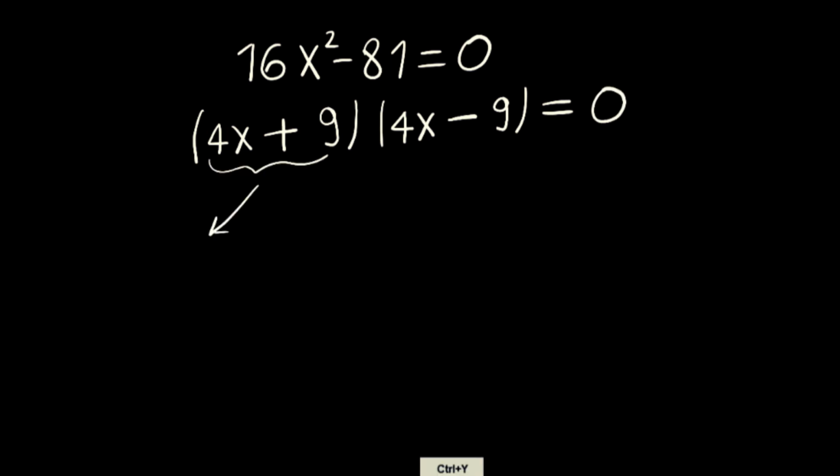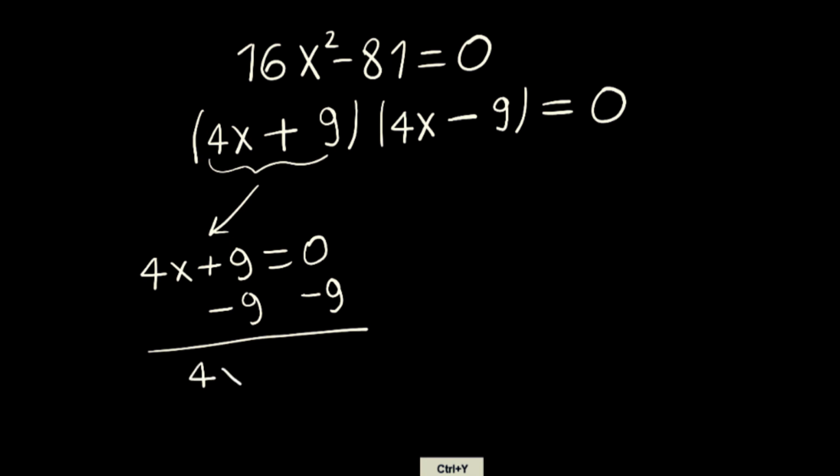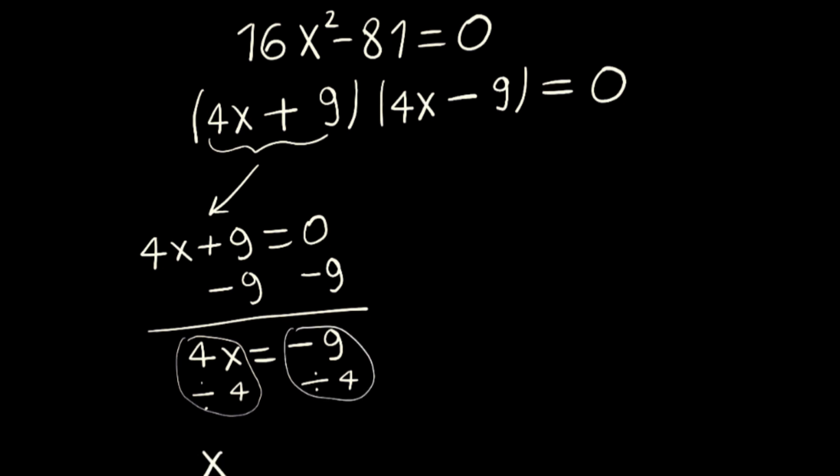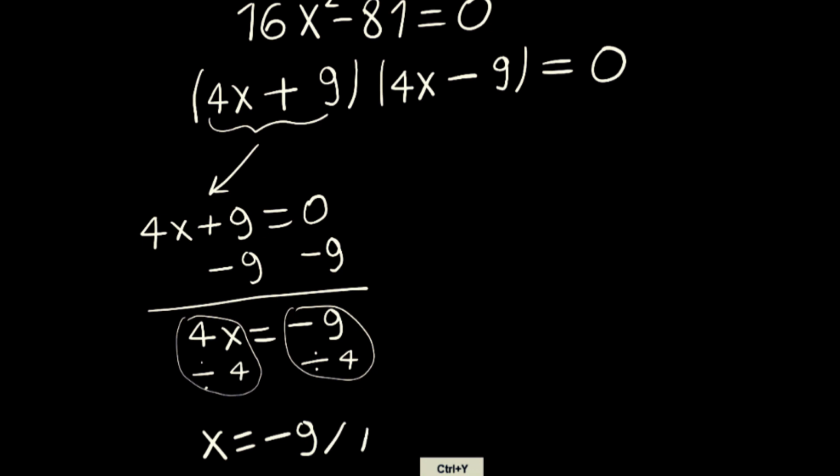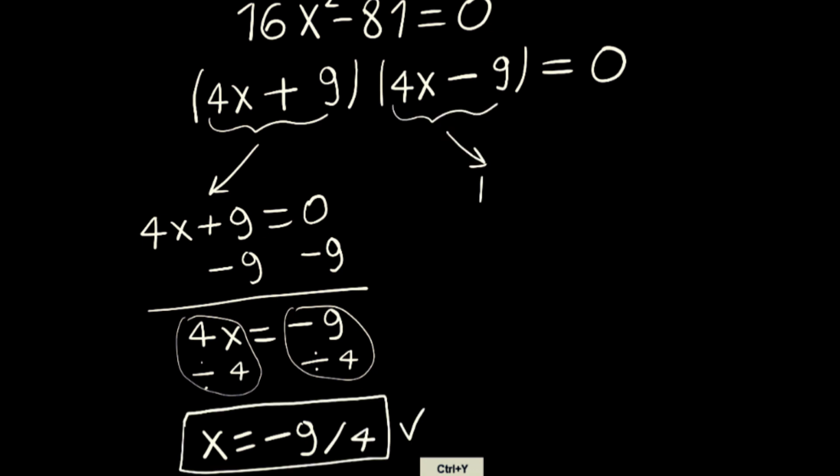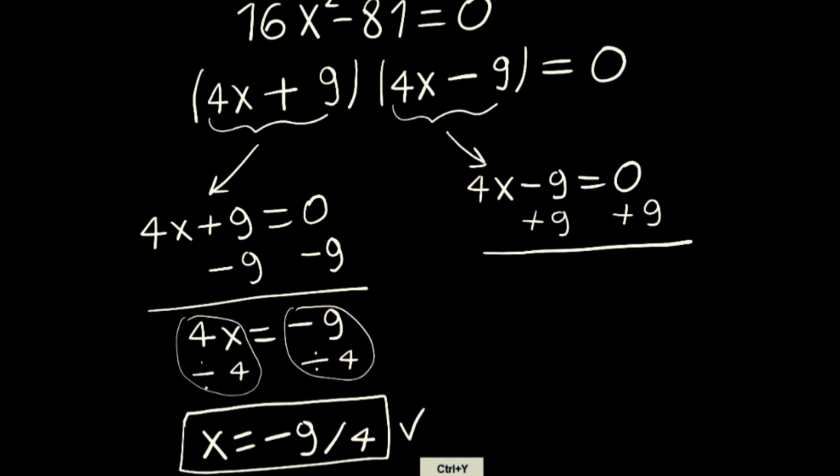So, if we set 4x plus 9 equal to 0, then we can see that 4x is equal to negative 9, which means x is equal to negative 9 over 4. Now, if we set 4x minus 9 equal to 0 and solve for x, x is going to be positive 9 over 4, using the same steps.